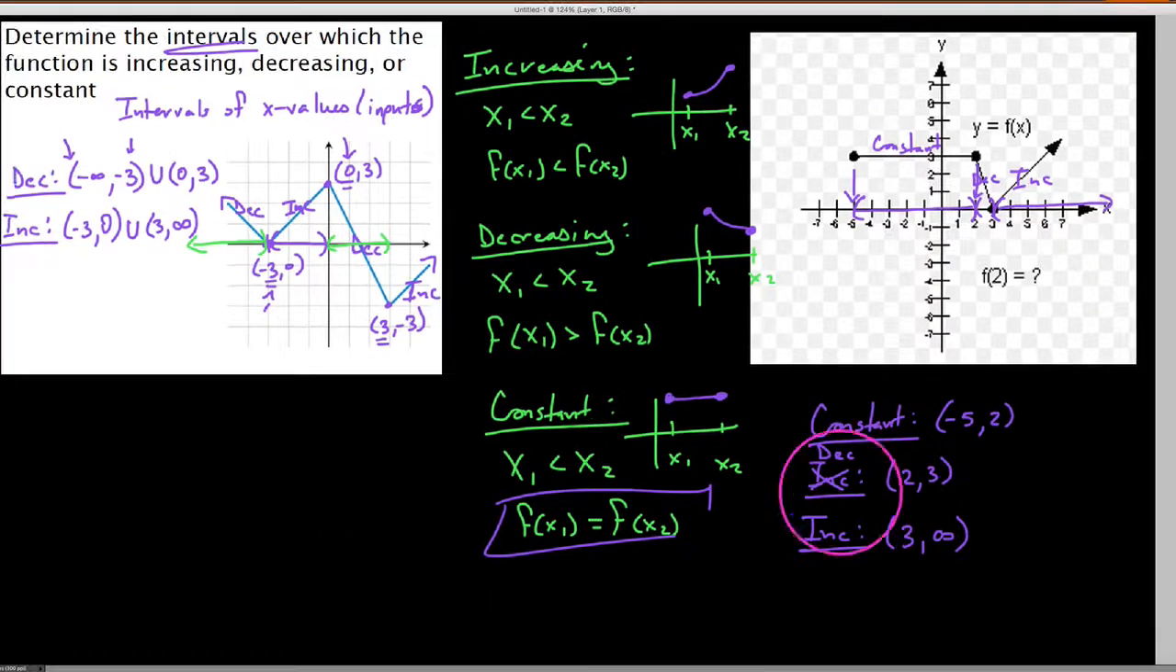Okay, so important things to take away from this video. When you have multiple increasing or decreasing or constant intervals, we use this U to represent a union of these intervals, or a union of those sets of numbers that would cause those. And also that we look for intervals of x values. We never report the y values when we talk about increasing, decreasing, or constant.